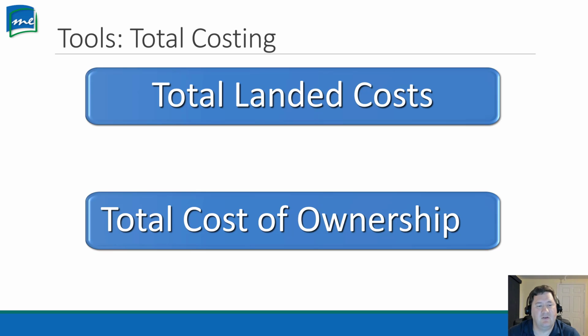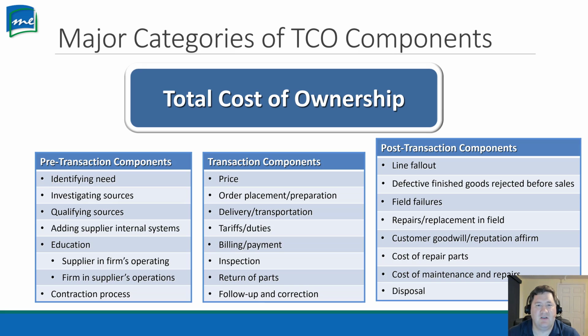And now we have the total cost of ownership. So this is all the other expenses in addition to the landed costs. So here are some major categories of our total cost of ownership components. So we have our pre-transaction, where we're identifying our need, investigating our sources, qualifying those sources, and so on. And also our contracting process. Well, how are we going to get that?